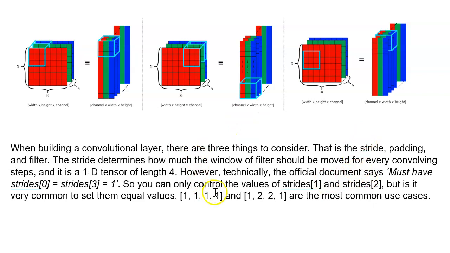Very common values for stride are going to be 1 comma 1 comma 1 or 1 comma 1 comma 2 in most use cases. These values are going to be the height, width, and channel, and the strides. So you can compare all these things based upon this matrix value.